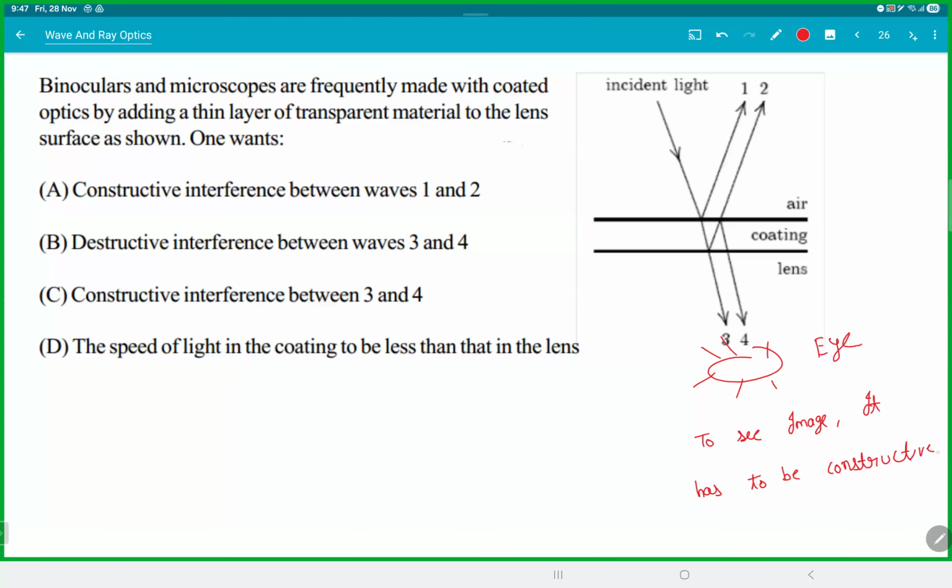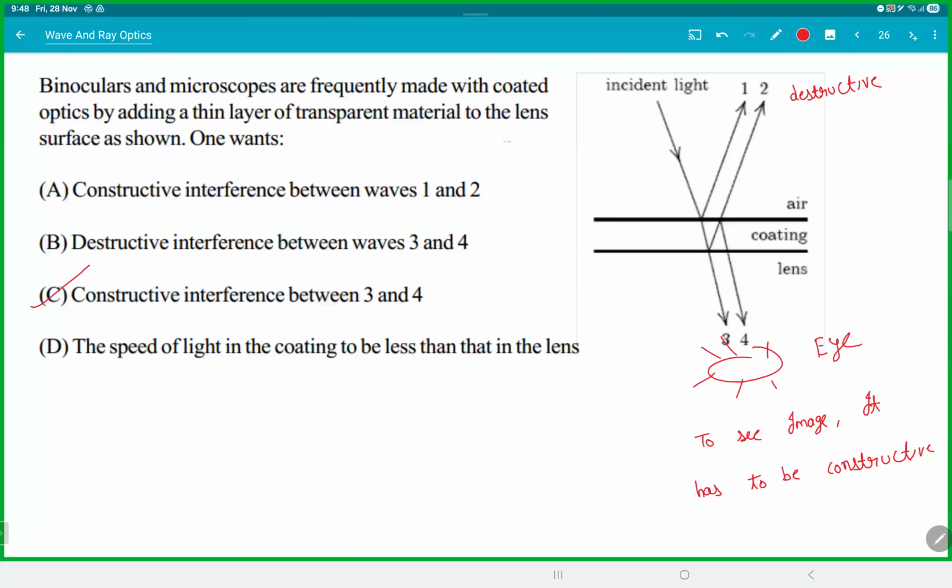If this is constructive, remember I told you this. If the person from one side thinks it is constructive, the other guy will think it is destructive, conservation of energy. The total energy has to be constant. You can't have constructive on both the sides. Now let's see. Constructive interference between 1 and 2, that is gone. This is gone. C is right.